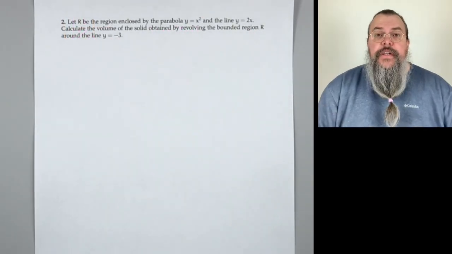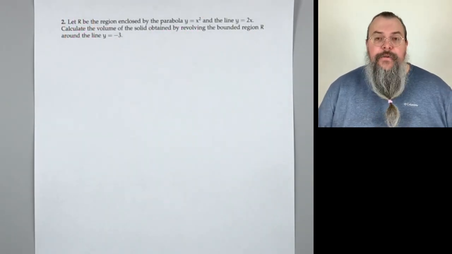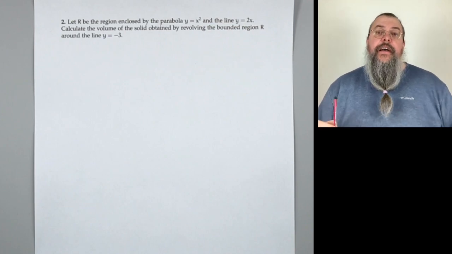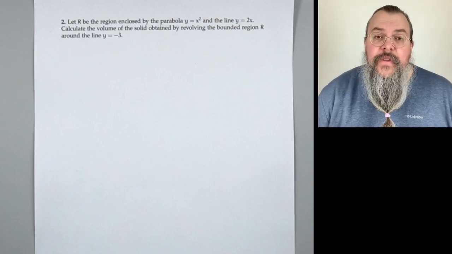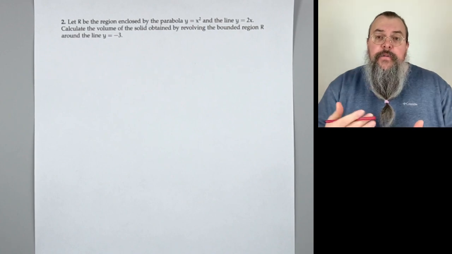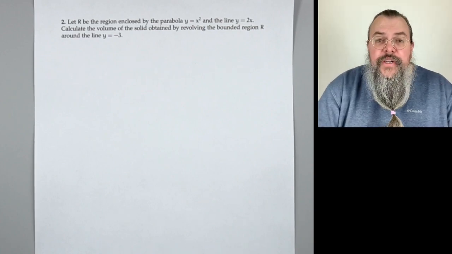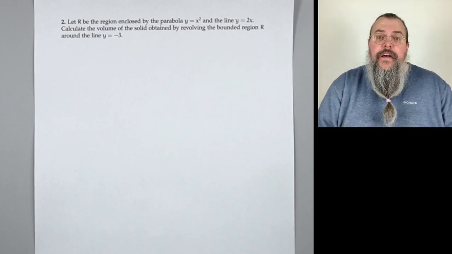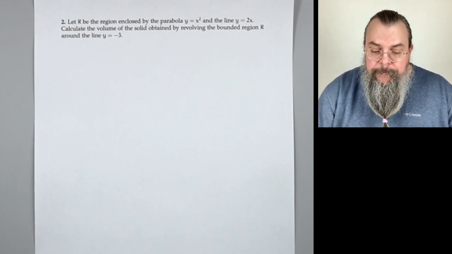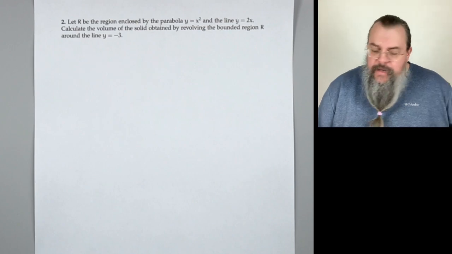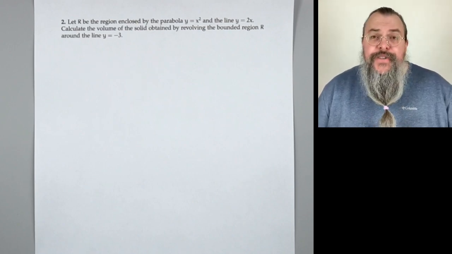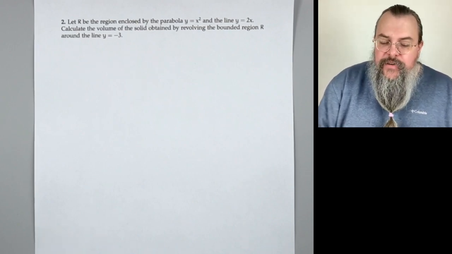Let R be the region enclosed by the parabola y equals x squared and the line y equals 2x. Calculate the volume of the solid obtained by revolving the bounded region R around the line y equals -3. All right, so again with these problems, pictures are so useful. All right, so what do we have?